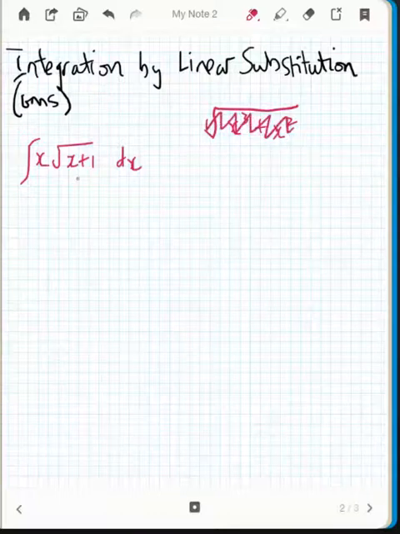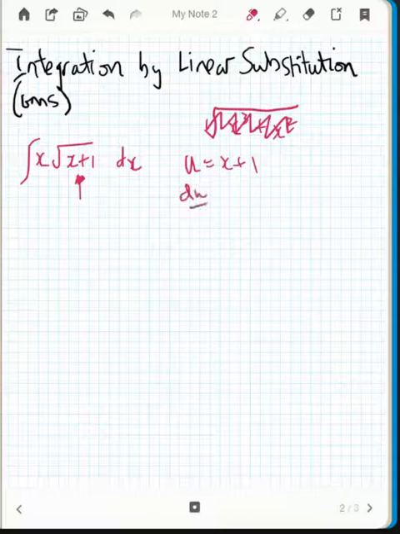What I'm going to do is the bit that is underneath the square root, I'm going to make that equal to u. So u equals x plus 1, which means du dx equals 1, therefore du equals dx. So I can replace the dx with du because they are equal. u equals x plus 1, so therefore I can rearrange that for x equals u minus 1 by moving the 1 from the right hand side to the left hand side.